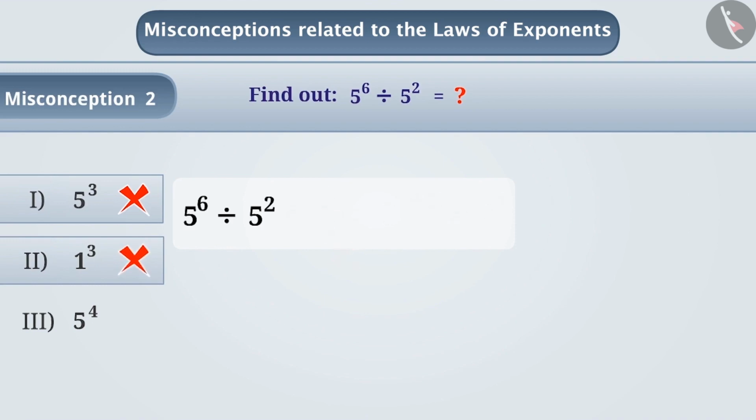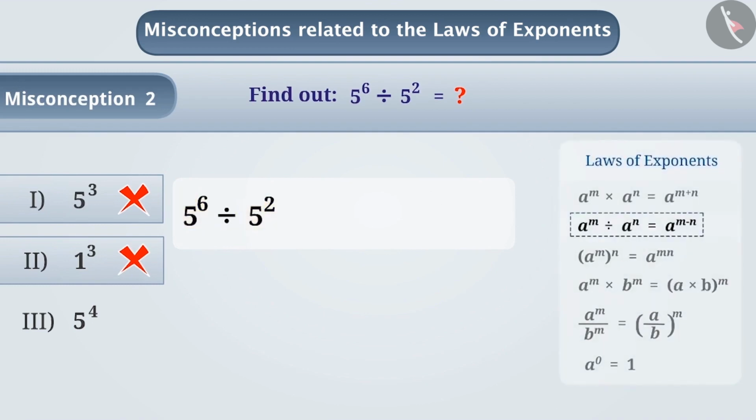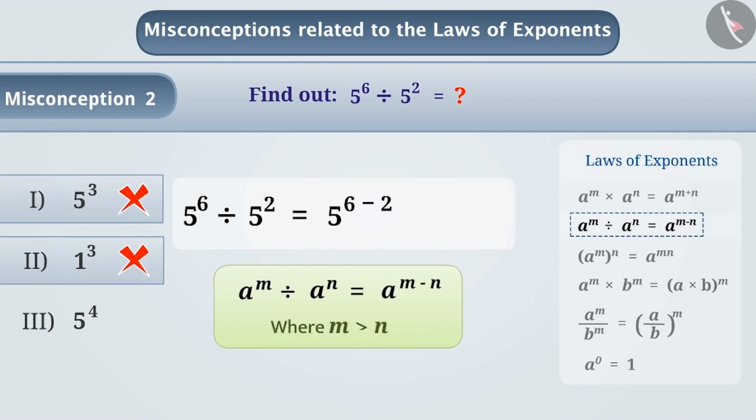The correct understanding is that when we divide two numbers that have the same base, then we keep the base the same and subtract the exponents. That is, a^m ÷ a^n is equal to a^(m−n), where m is greater than n. In this way, 5^6 ÷ 5^2 is equal to 5^(6−2), which is equal to 5^4, which is the correct answer. Therefore, the correct answer is option 3.